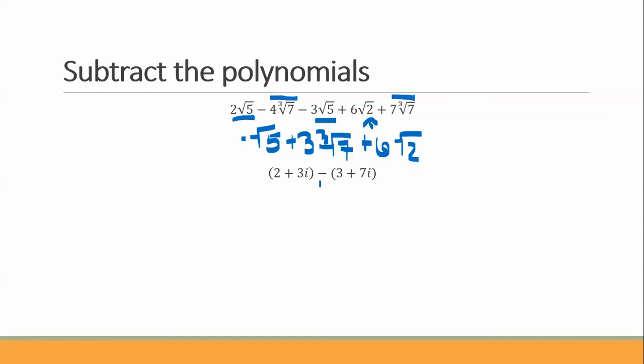Complex numbers, same thing again. We're subtracting this whole thing, so we're doing 2 minus 3, which would be negative 1, and 3i minus 7i would be minus 4i. Or, again, just remember to distribute your negative.